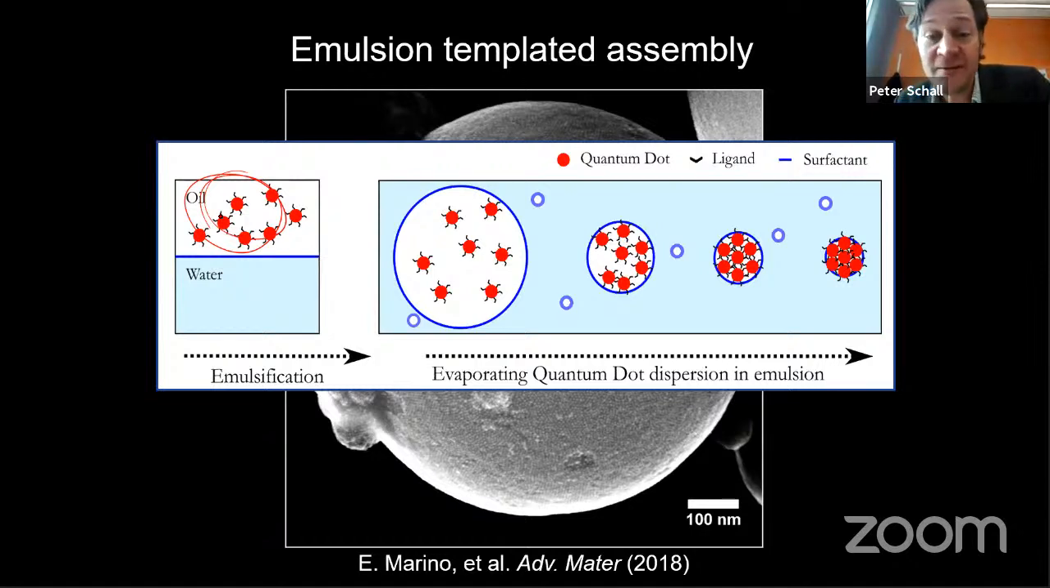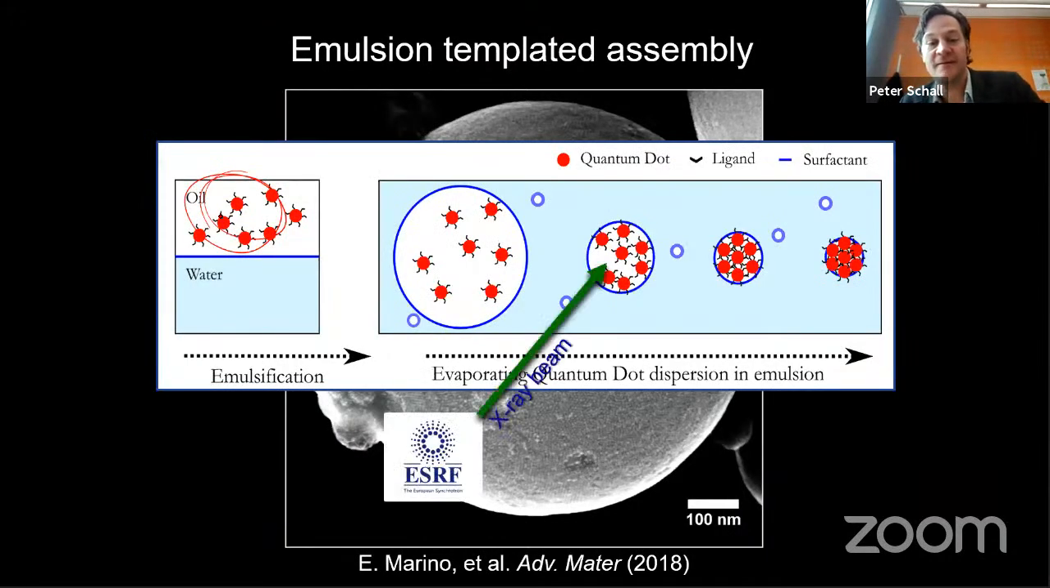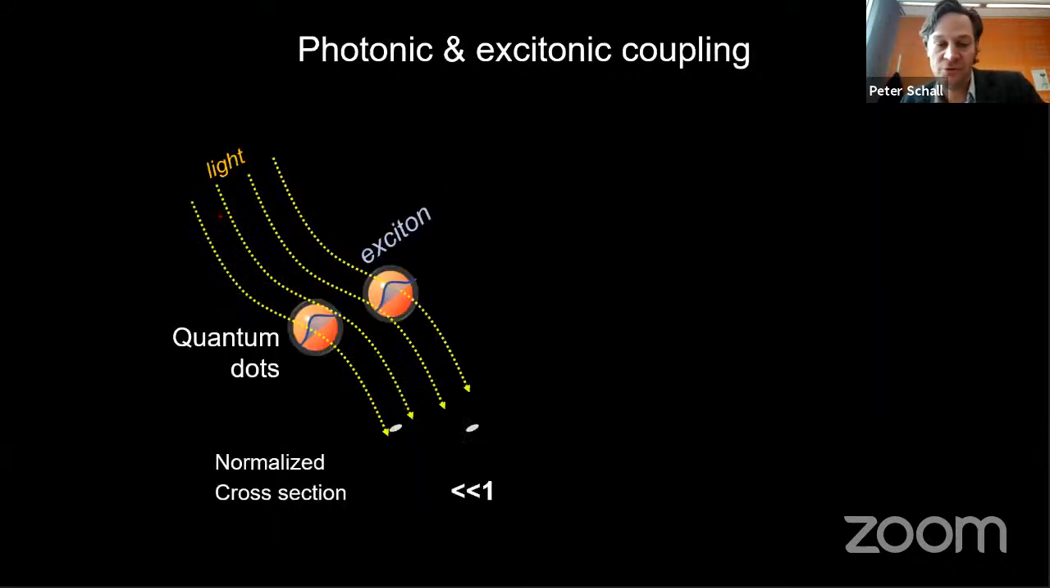You emulsify, which means you disperse these droplets, and then you slowly let the oil evaporate, so it compresses the particles into denser and denser structures. And if you do that slowly enough, you end up with this very beautiful, ordered crystal, essentially. We were even doing X-ray experiments, but I'm not going to go into detail. Let me outline the idea behind it.